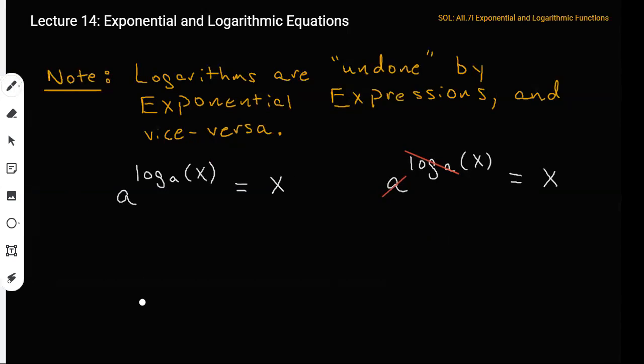And the opposite is also true. So you could have a logarithm with a base A, and if you try to take the logarithm of an exponential, like A to the X power, what's going to happen? They're going to undo themselves. You're going to be left with the exponent, which is X. So let me write that again over here.